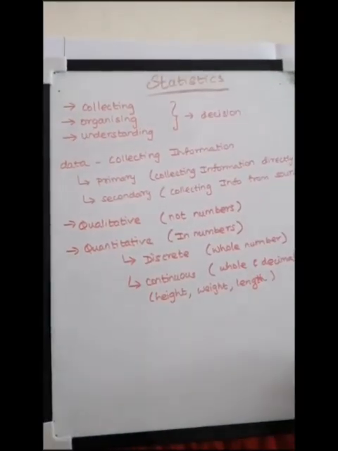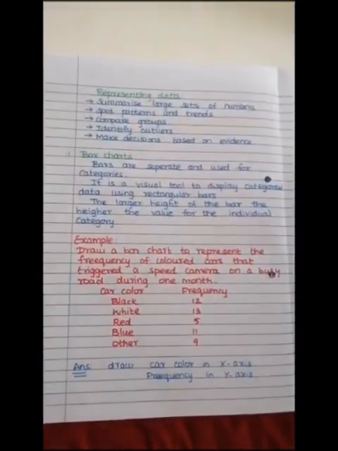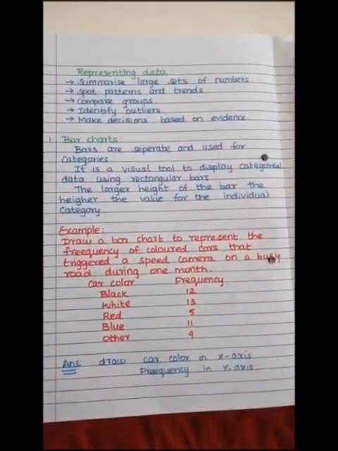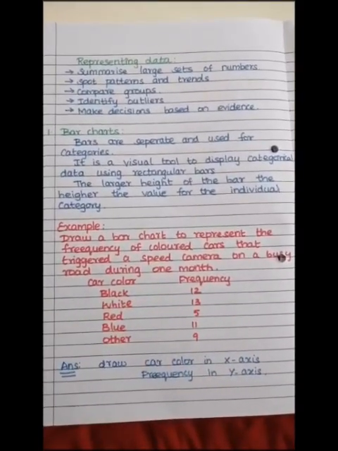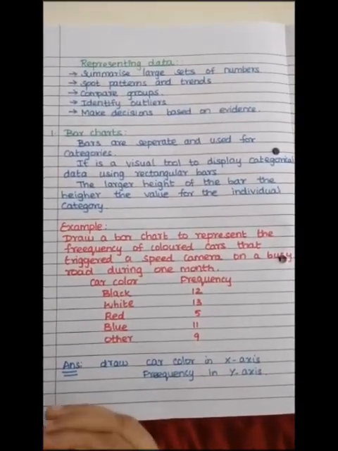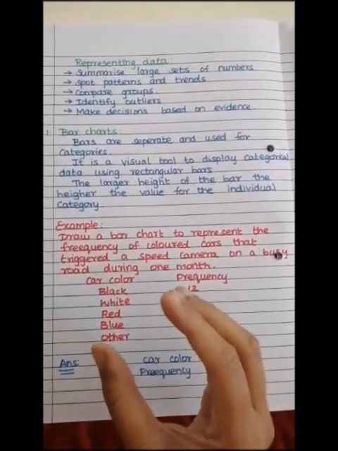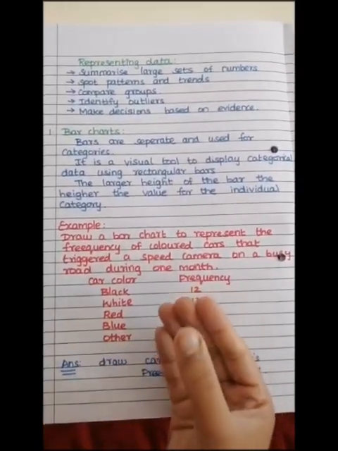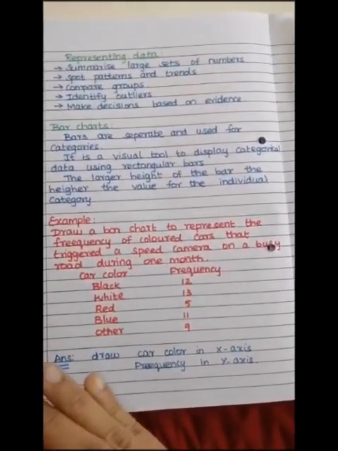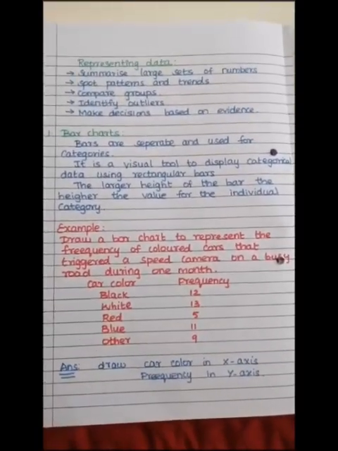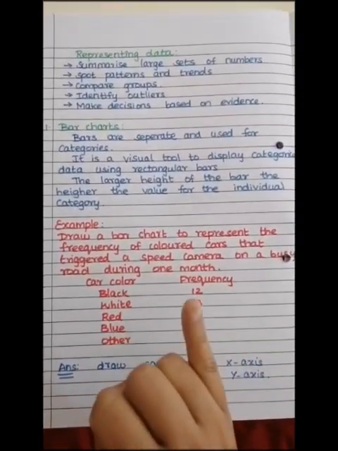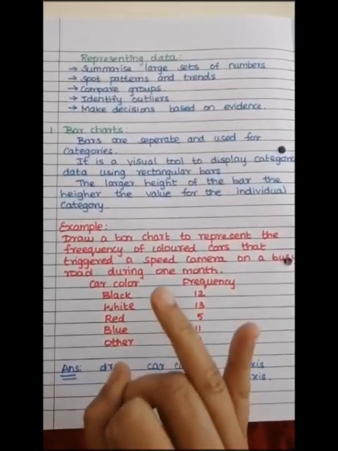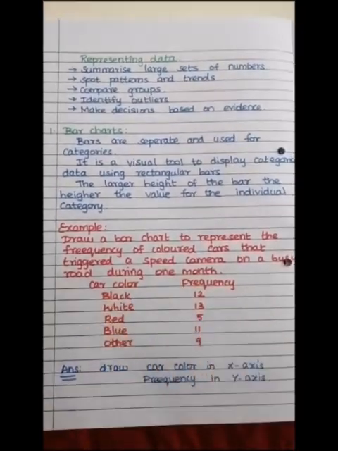Okay, let's move to today's topic. Representing data. Representing data is the process of turning raw information into a clear visual or structured form so the pattern and the comparison become easy to see. Okay. Common methods include frequency table, bar chart, pie chart and histograms.